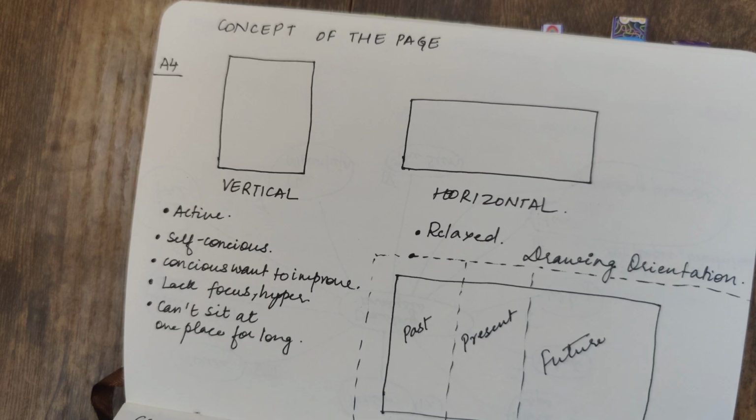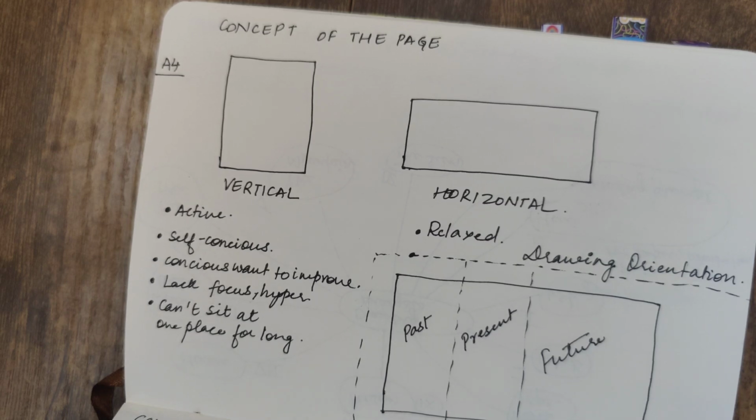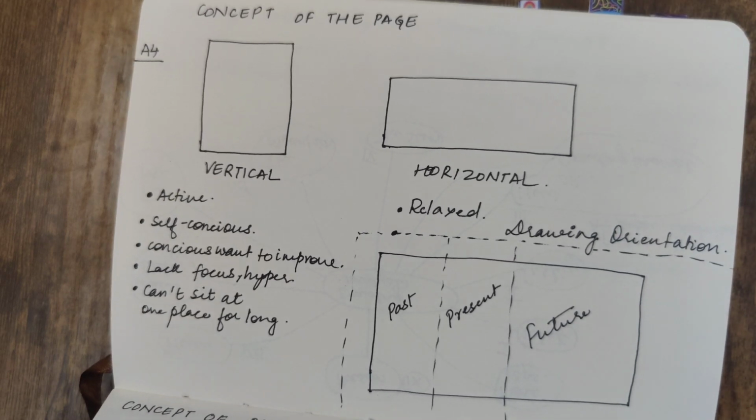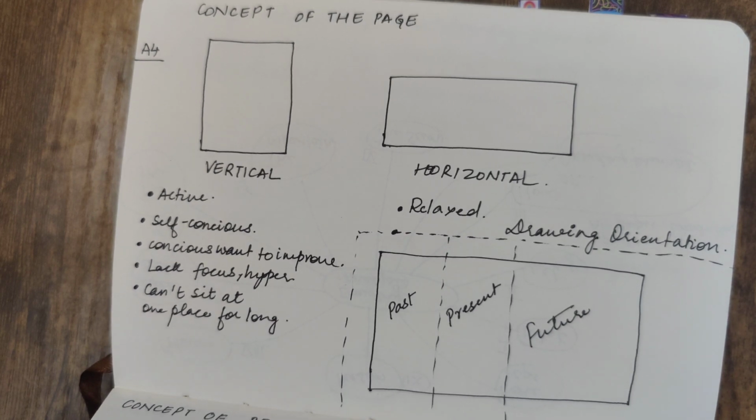If the drawing returned to us is in a landscape format, i.e. horizontal, that means the person is relaxed. Like they like to take their time doing things, sit, understand, and can focus on something for a long time. Right, so that's the concept of page.